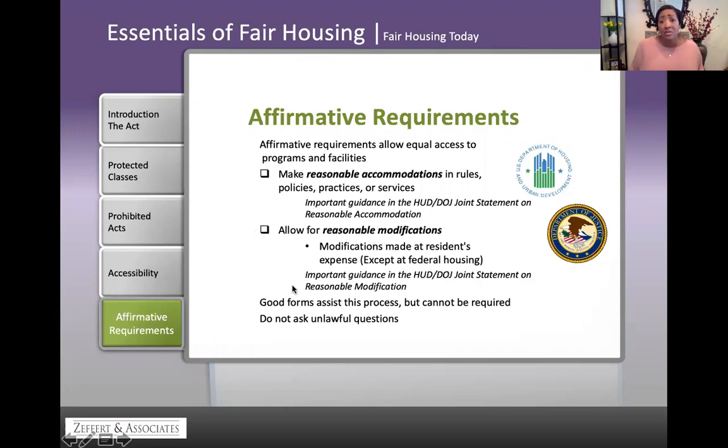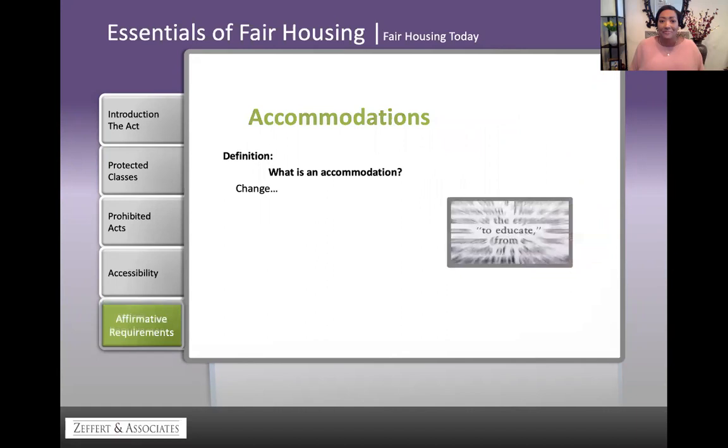Having good forms will assist in making your reasonable accommodation or reasonable modification request, but you have to know those forms are not required. While they aid in the process, it may be a management requirement. They are not required of an individual to complete that form. And we'll talk about that as we go further in this section of the training. You just have to be careful on that form to not ask unlawful questions. In other words, you can't delve into, well, exactly what is your disability? What's wrong with you? Questions like that. We'll look at it further.